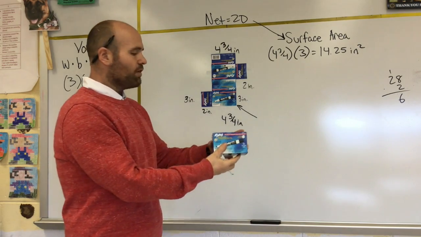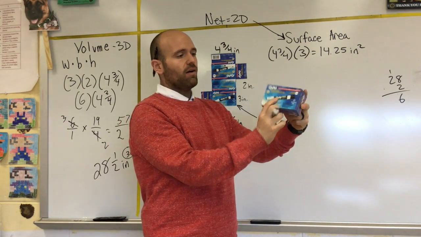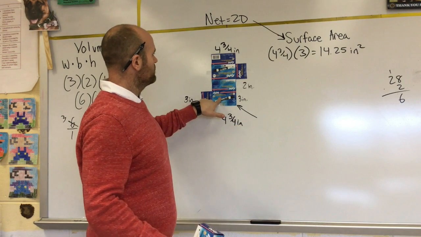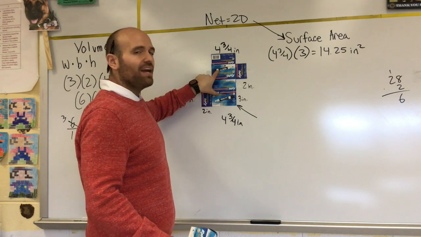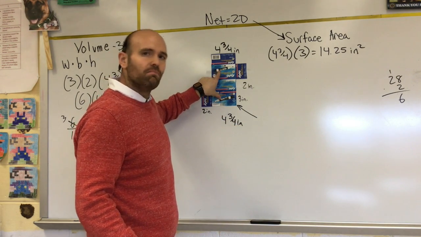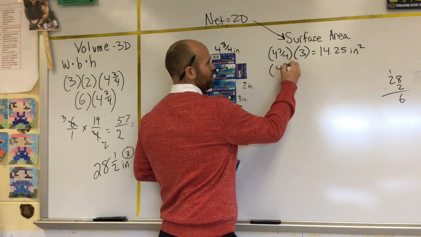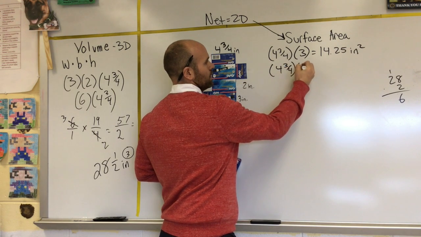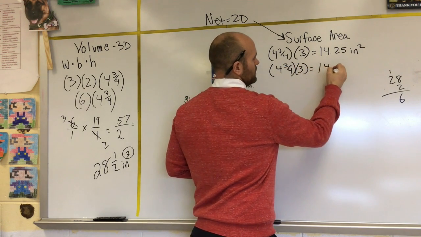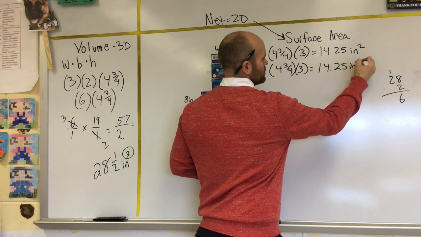All right, so if I have a front, then I also have a back. So here's my front, here's my back. They are the same exact measurement. So I could just copy it, and that equals 14.25 inches squared.